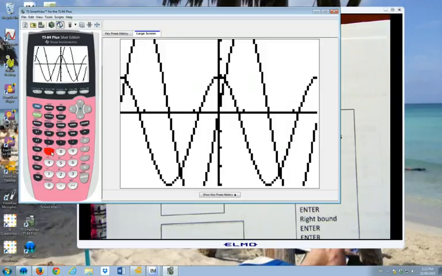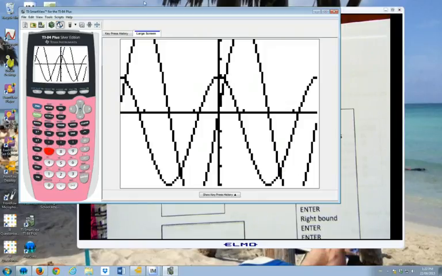Now all we need to do is find the points of intersection. So if I go left or right, there's a point of intersection up here. There's one down here. There's one just past the y-axis, and there's one down here. So from 0 to 2 pi, how many times does it intersect?